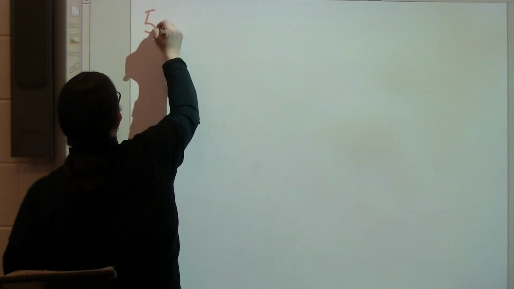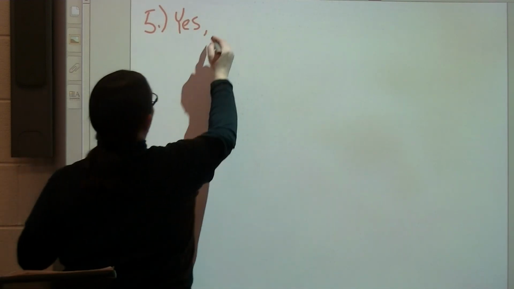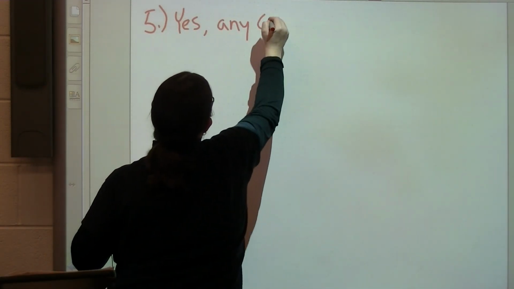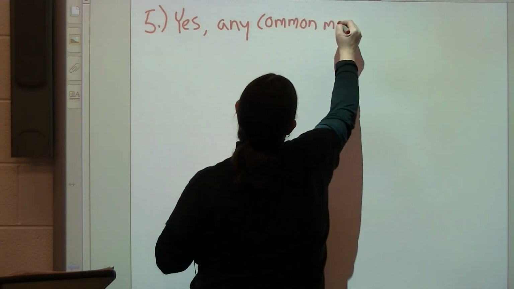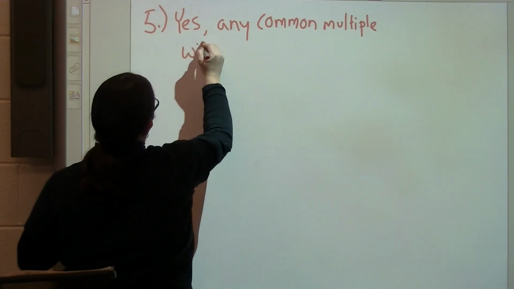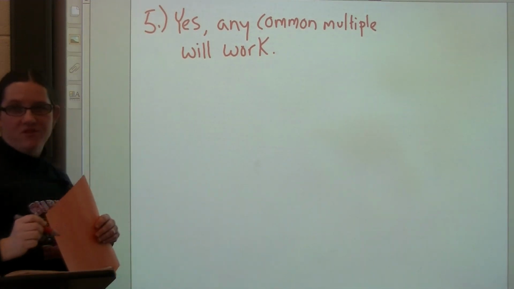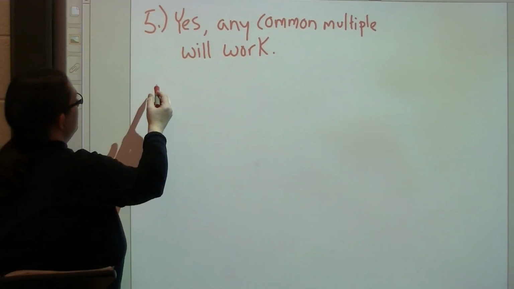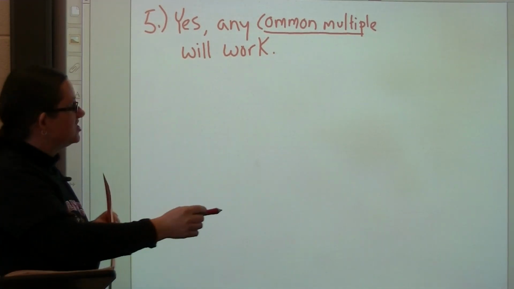So for number 5, I would like you to go ahead and put down the answer yes. Put a comma and put any common multiple will work. They have to be common though. Kind of takes us back to that equivalent fraction lesson. Absolutely. As long as you have a common multiple, you can make equivalent fractions.